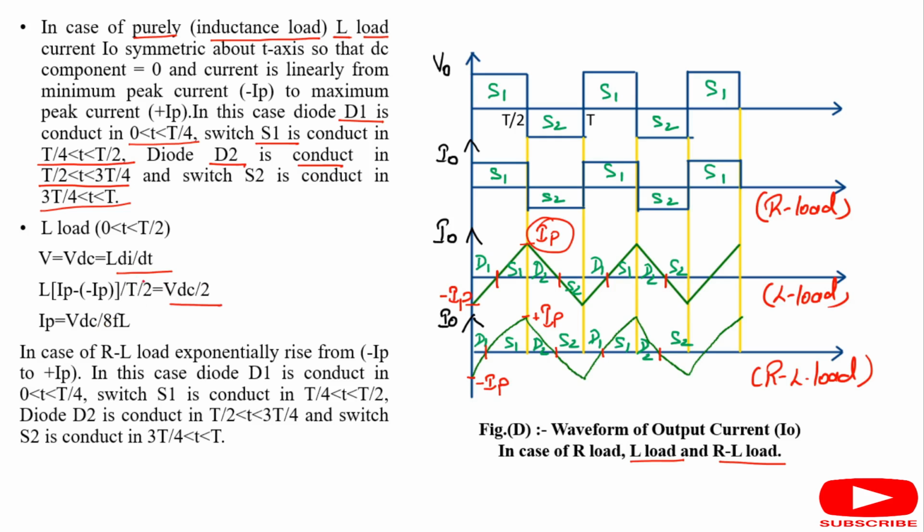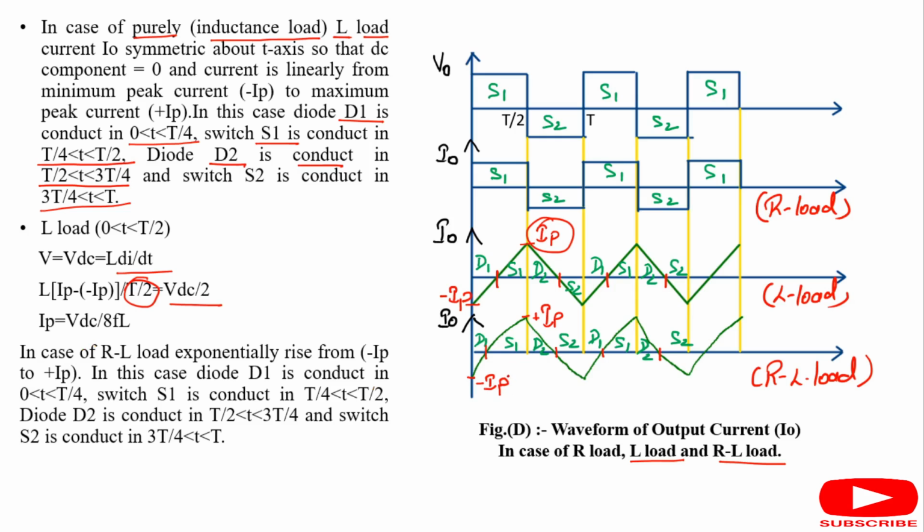For the time period of T by 2, the change in current is how much? The change in current is IP minus of minus IP. So due to this expression we will get the value of the peak current, and that equals VDC by 8FL, where VDC is the DC supply voltage, F is the frequency and L is the inductance.